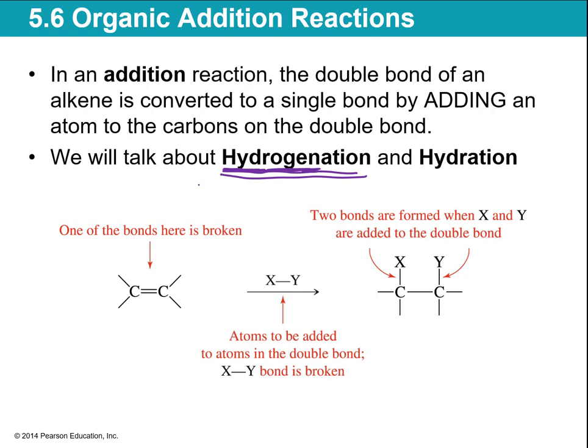So in hydrogenation, you will always see hydrogen as a reactant, and the double bond becomes a single bond. That is how you can recognize a reaction where hydrogenation occurs.